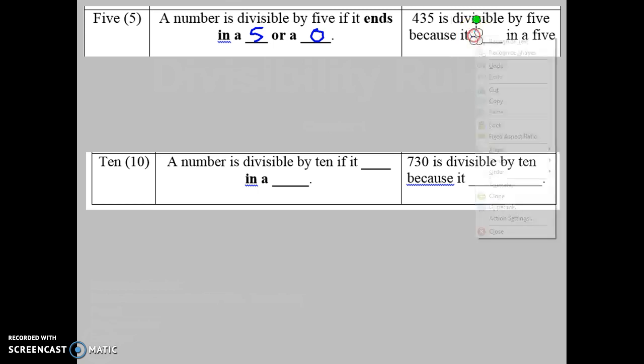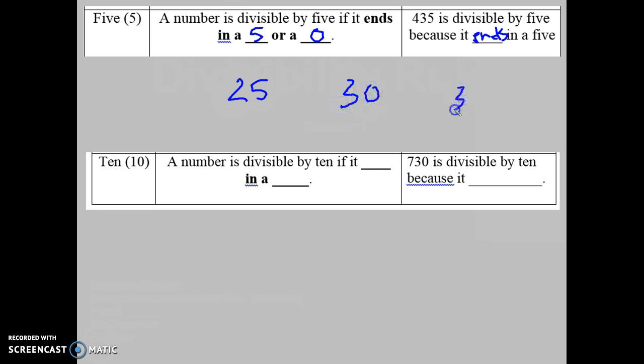So what you should be doing right now as you're watching this is you should also be filling in your notes sheet so that you have a copy of your notes with you when you're working on your homework. A few other examples that we could say are divisible by 5, we could just simply say 25. It ends in a 5. We could say 30. We could also say 300. So the key is looking at that last digit. If that last digit is a 5 or a 0, it is divisible by 5.